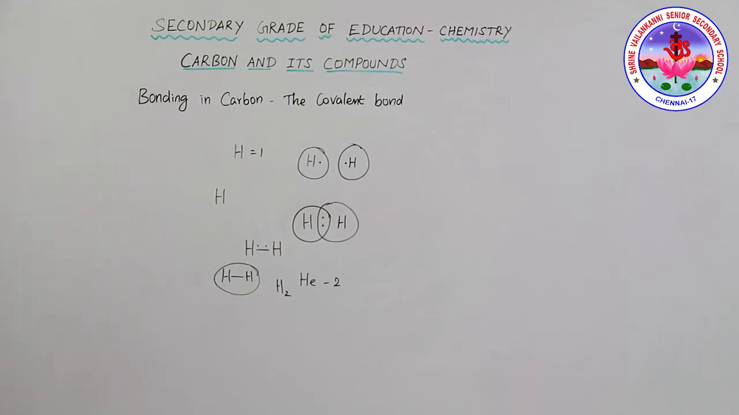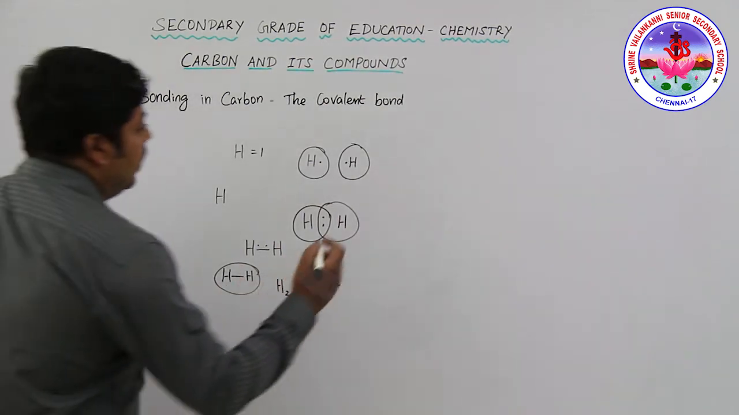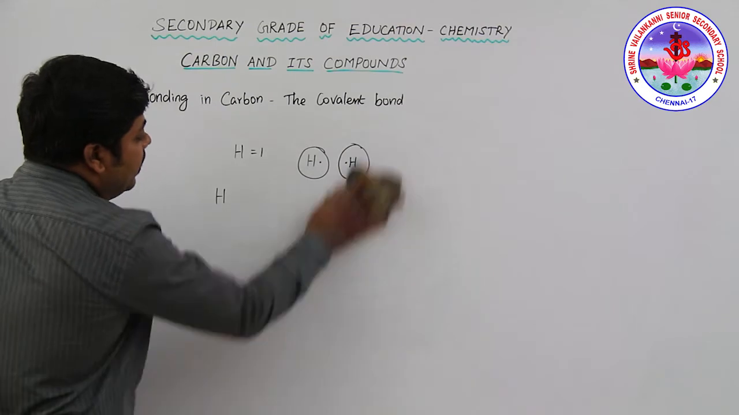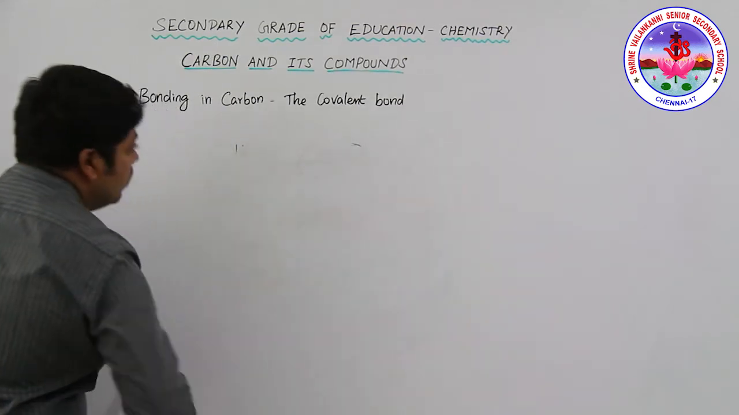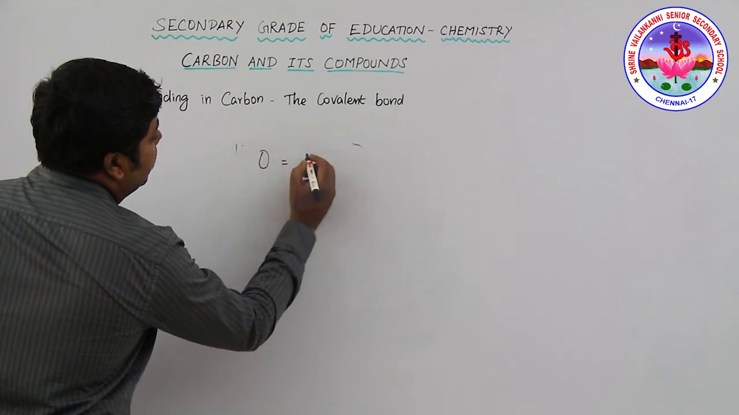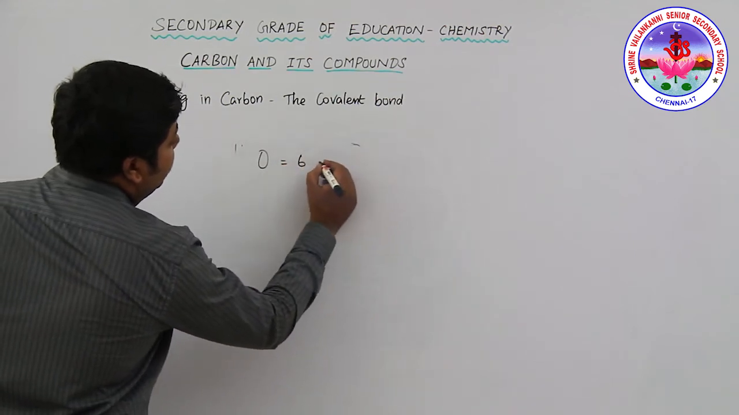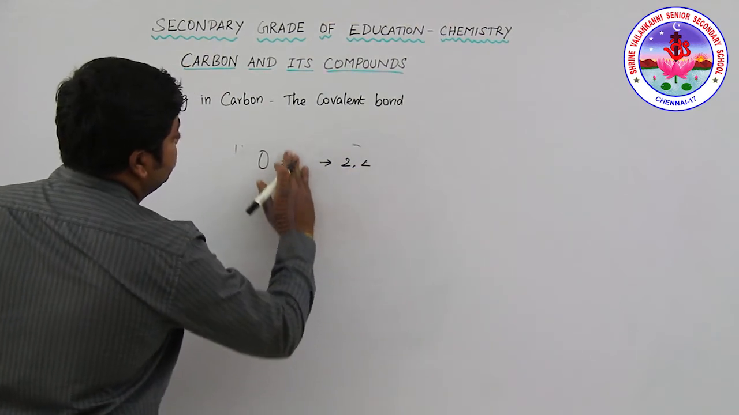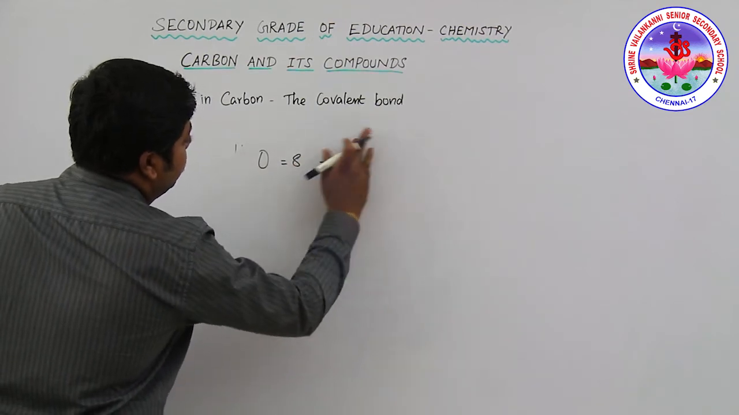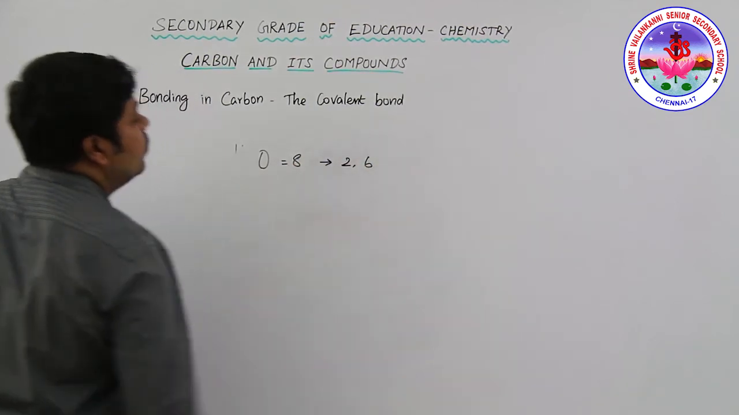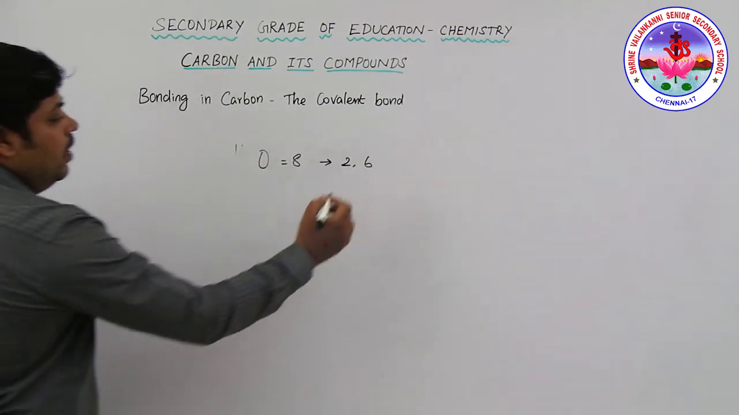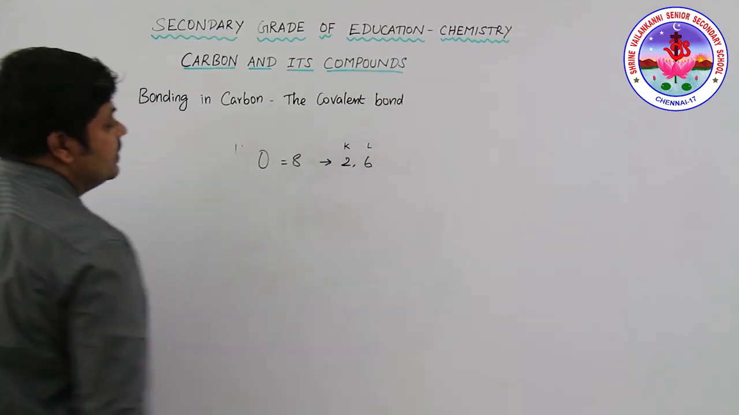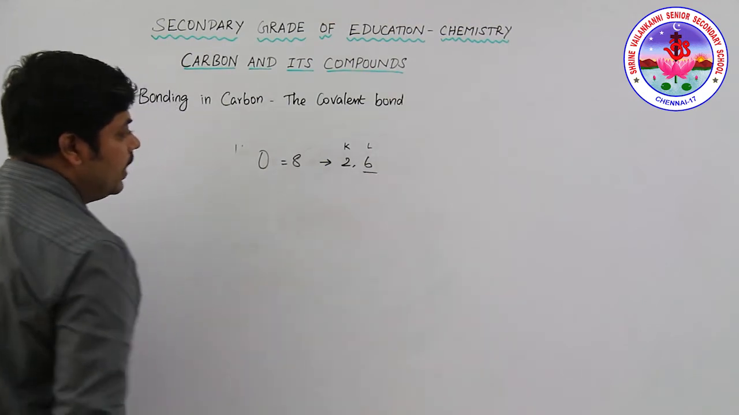For example, next is oxygen. The oxygen atomic number is 8 and the electronic configuration is 2, 6. Here the K shell has 2 electrons and the L shell has 6 electrons. Here the L shell is the outer shell.